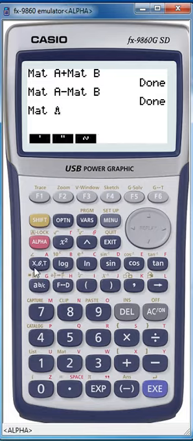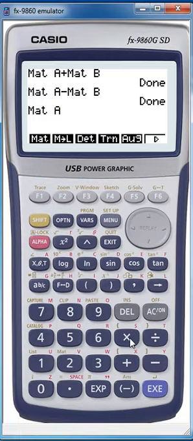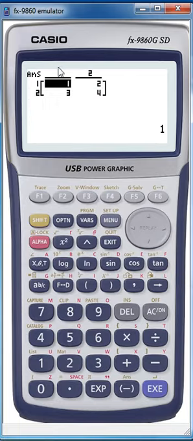So matrix alpha A, and I'm going to multiply it by matrix alpha B. And there it is. Remember that B was the identity matrix and A was 1, 2, 3, 4. So I'm expecting my answer to be 1, 2, 3, 4. It's done the right thing.